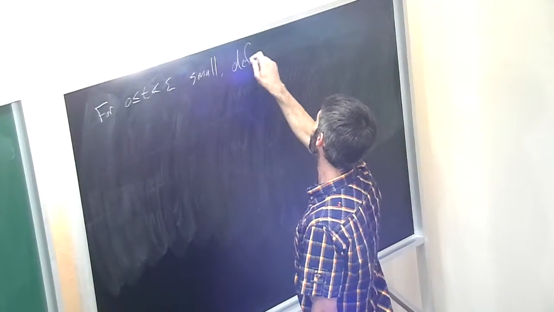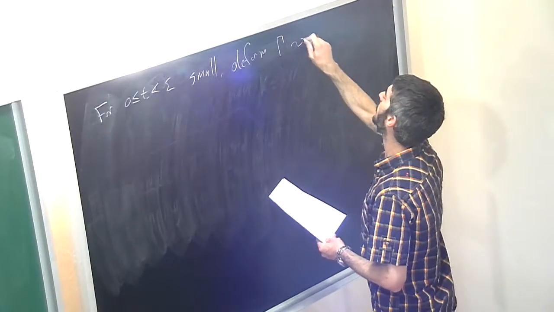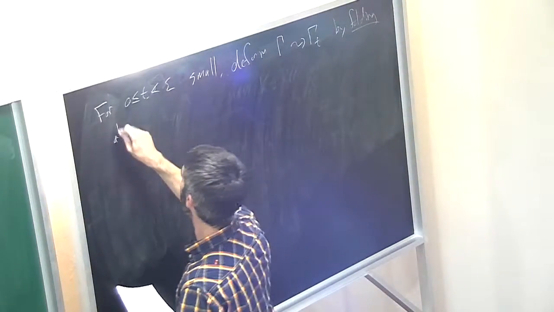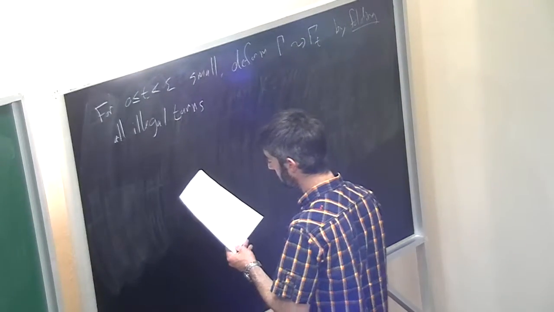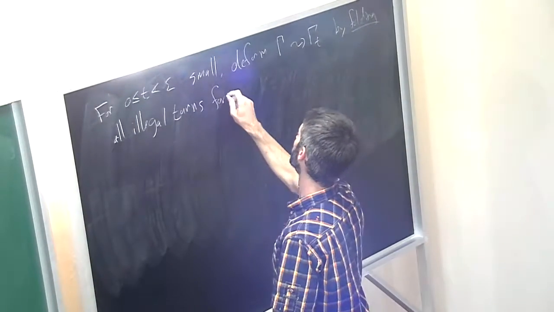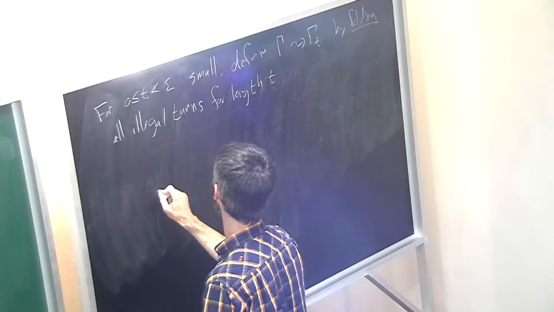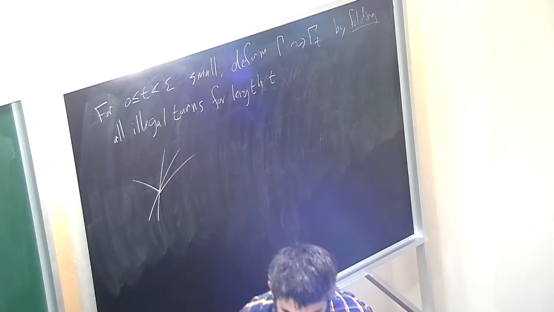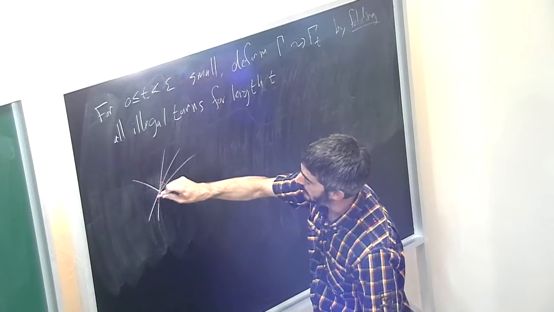I'll deform gamma to a new graph gamma t by folding all illegal turns for length t. Okay, so what do I mean by that? I have my graph. Maybe here's a vertex. And maybe in my graph, maybe this is a gate, and that's a gate. So here are two gates.